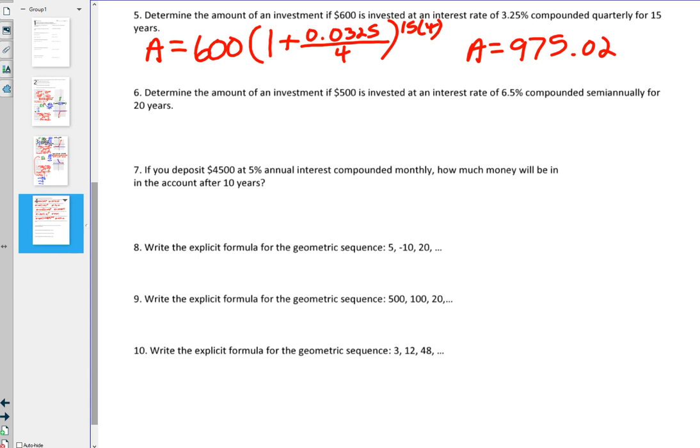Then I took advantage of my mental math. I know that 15 times 4 is 60. That's one less thing I have to worry about. So I just hit power 60 and then equals. You know where your power button is. And then finally I just put times 600 and then equals. 0.0325 divided by 4 equals, +1 equals, power 60 equals, times 600.